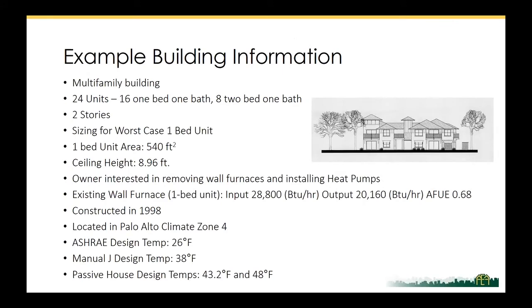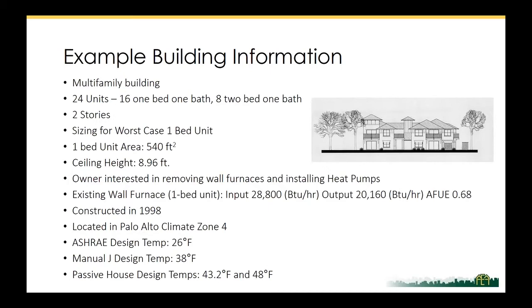Okay, so the building that we're going to be sizing, we're going to size 1 unit. It's a real building in Palo Alto. It's a multifamily building. There are 24 units, 16 1-bed, 1-bath, 8 2-bed, 1-bath. It's 2 stories. In this project, we're only going to be retrofitting the 1-bed units. So there's an existing wall furnace, and we're going to be replacing them with either a mini split or a package terminal heat pump. And in order to make our lives easier, we typically size for the worst case 1-bed unit. So I'll go over how to identify that. Instead of sizing all 16, we just pick 1 that we've identified as the worst case.